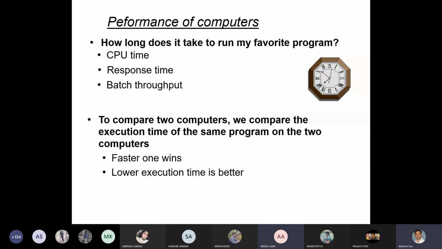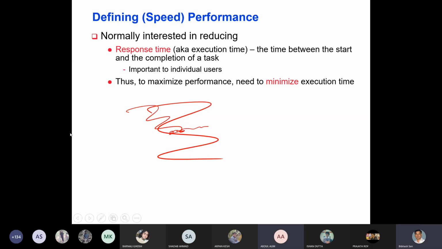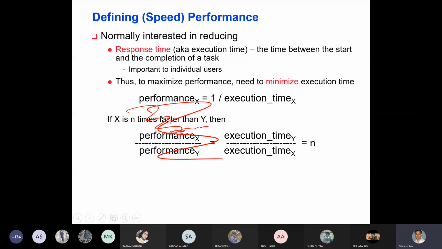CPU time is the processing time, and response time is the time required to respond, to get the response from the output devices. Oh, but that is not what I am asking. Not clear to me. Any other point?